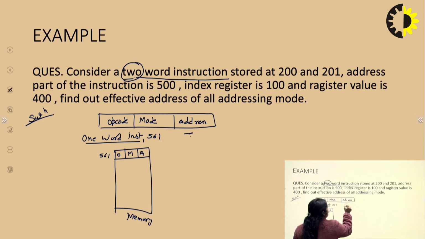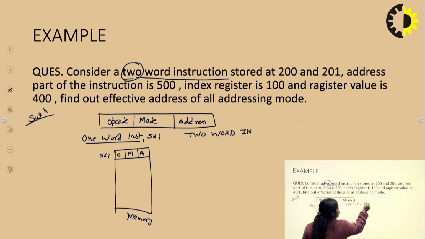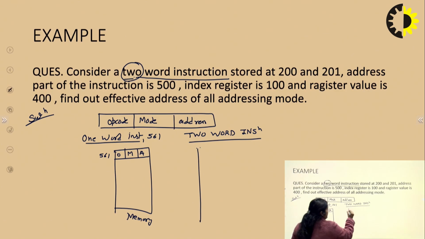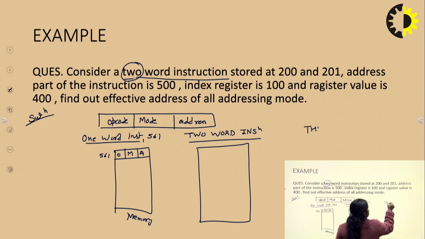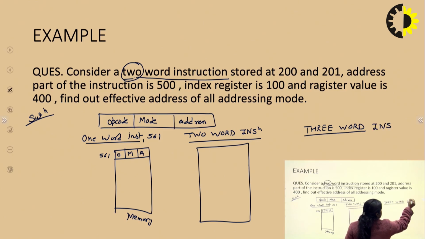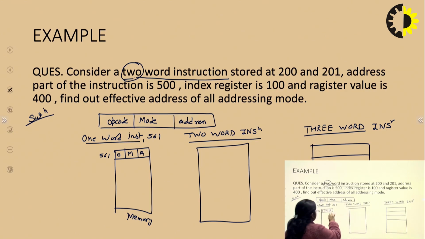If there is a two word instruction, what does a two word instruction mean? First of all, I will take the three word instruction, and after that I am going to the two word instruction, so you can understand easily. If there is a three word instruction, in the three word instruction, one word means it will be stored in a single address.